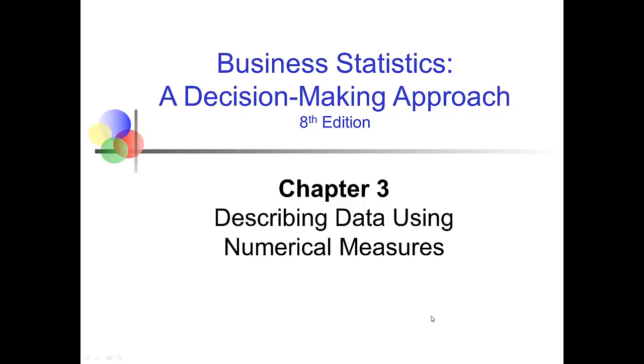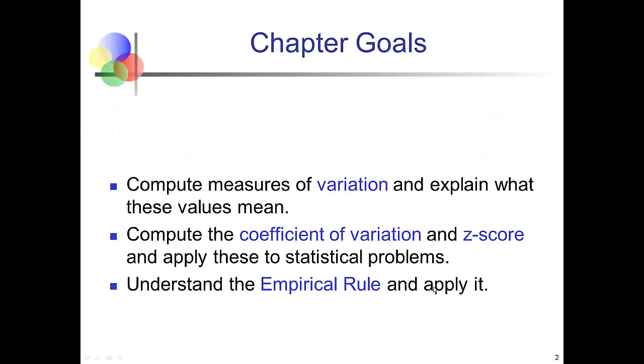This video will cover Chapter 3, Sections 2 and 3 of Describing Data Numerically. So we've covered measures of center and location in the box and whisker plot in the last video. In this video, we're going to cover measures of variation and explain what they mean, compute the coefficient of variation and z-scores, and apply these to statistical problems, and understand the empirical rule and apply it.